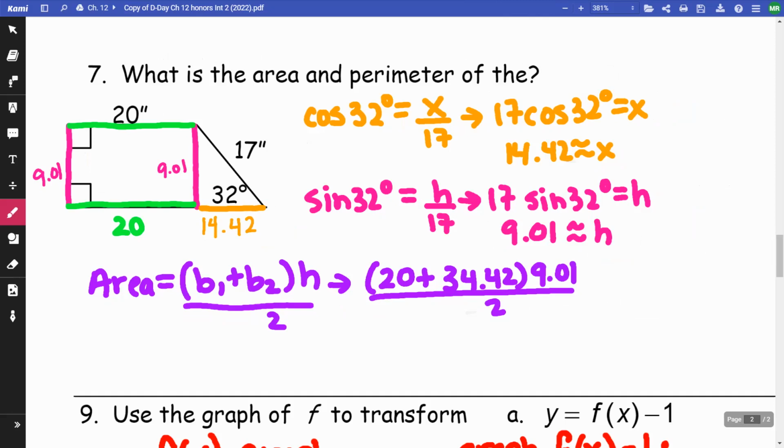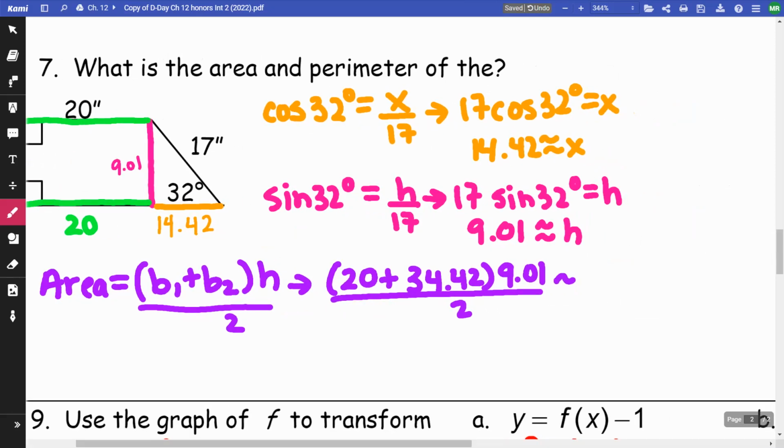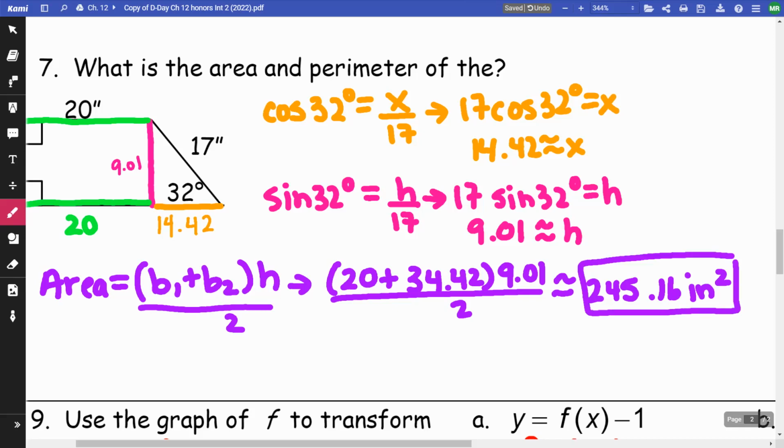So I am going to put this into my calculator. And when I put that into my calculator, the quantity 20 plus 34.42 times 9.01 divided by 2, I get 245.16 about, and this is inches, so this is going to be square inches. That is my area.